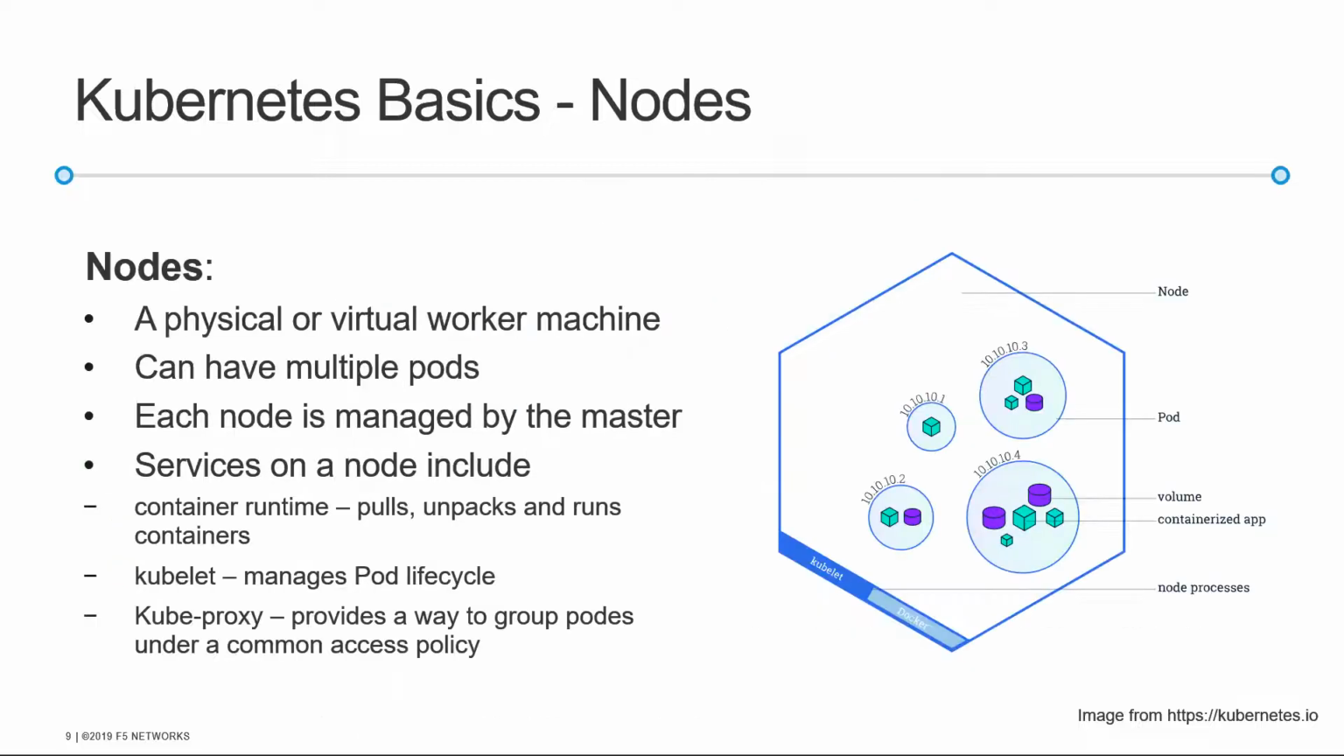And that leads us to nodes. A pod always runs on a node. A node is a worker machine in Kubernetes. A node can have multiple pods. Nodes are always managed by a master. And nodes always have a container runtime, which pulls, unpacks, and runs the containers; a kubelet, that is an agent that runs in each node and ensures the containers are running. It manages the pod lifecycle; and a kube-proxy, which enables the Kubernetes service abstraction by maintaining network rules on the host and by performing connection forwarding.